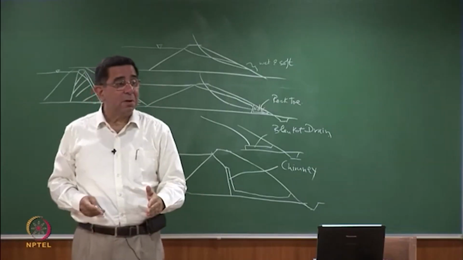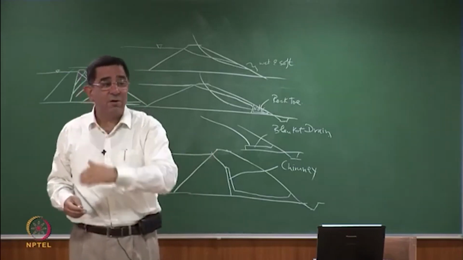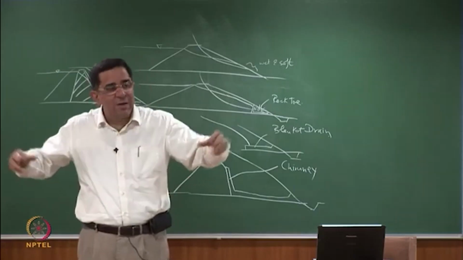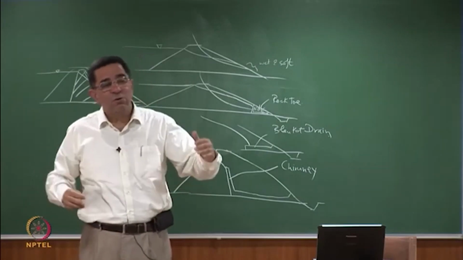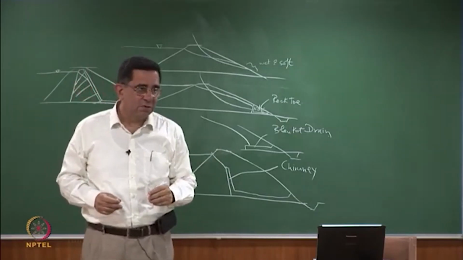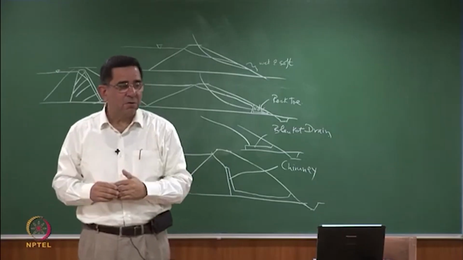What will happen when you put the vertical cutoff wall? The length of flow will increase, the exit gradient will go down, and it will go down to below 1 by 5. So flow beneath the dam has to be treated like that. Flow through the dam is the one which affects the stability of the downstream slope. So we have been focusing on stability of the downstream slope primarily because of this reason.